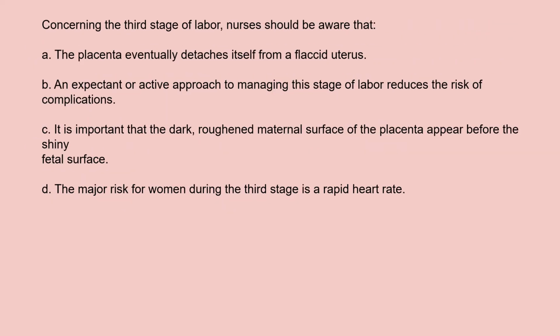Concerning the third stage of labor, nurses should be aware that: A. The placenta eventually detaches itself from a flaccid uterus. B. An expectant or active approach to managing this stage of labor reduces the risk of complications. C. It is important that the dark, roughened maternal surface of the placenta appear before the shiny fetal surface. D. The major risk for women during the third stage is a rapid heart rate.